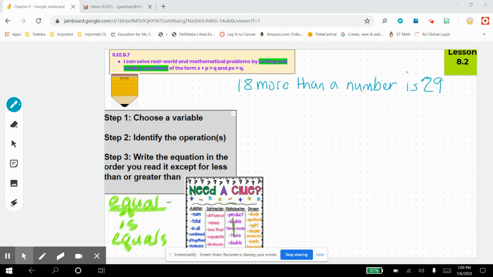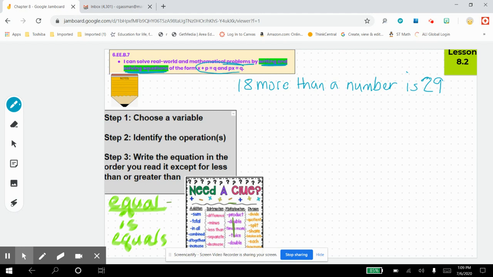All right, our objective for today is: I can solve real world mathematical problems by writing and solving equations of the form x plus p equals q or x times p equals q. These are just examples of what a problem could look like, so I don't want that to confuse you. I have some steps for you that, if you need to write these down today, go ahead and do them as we work.